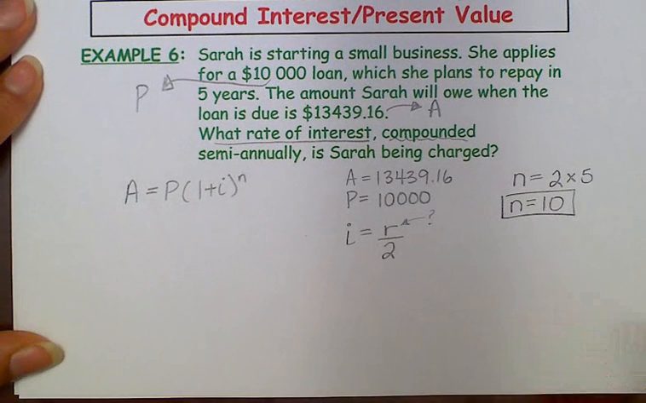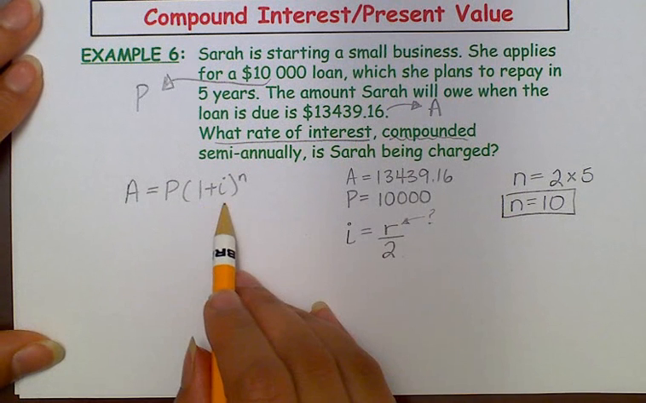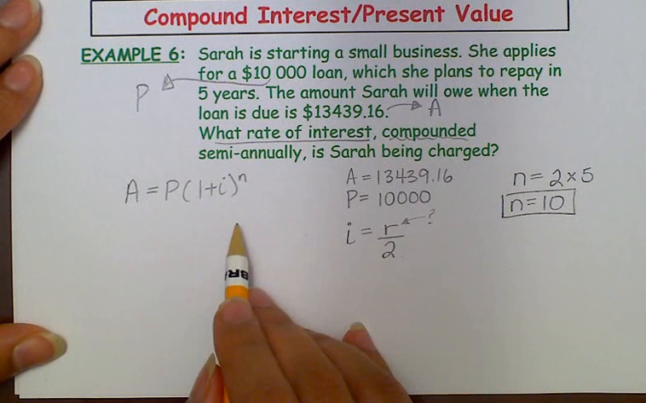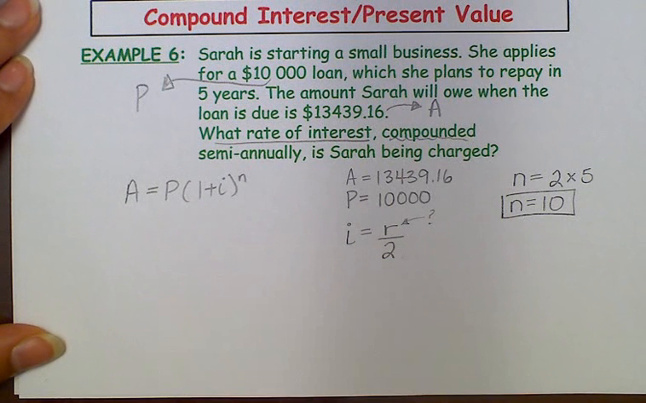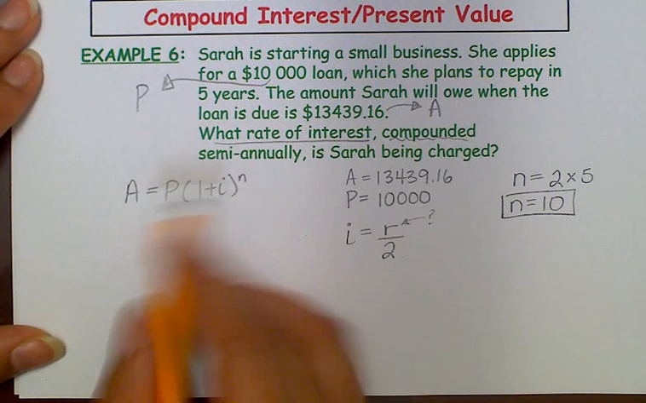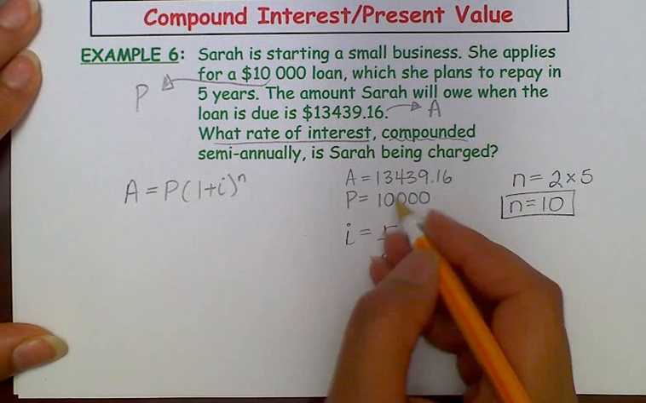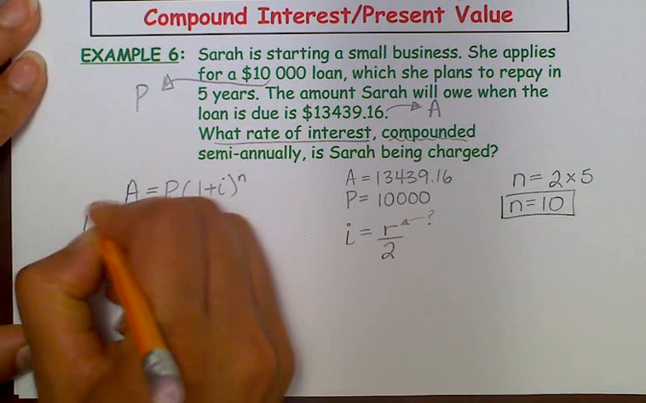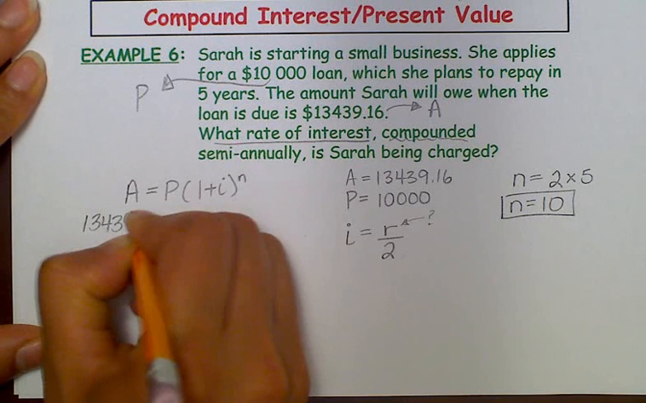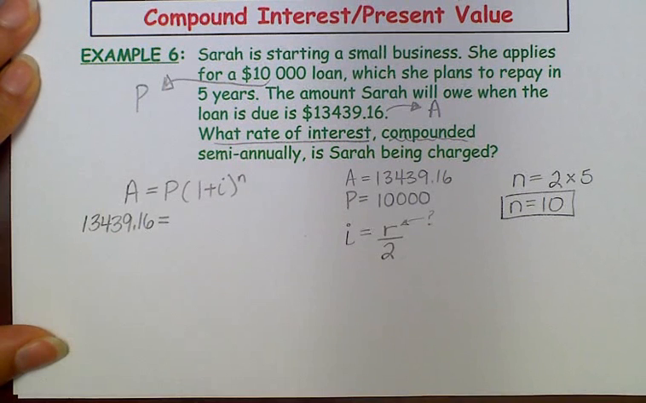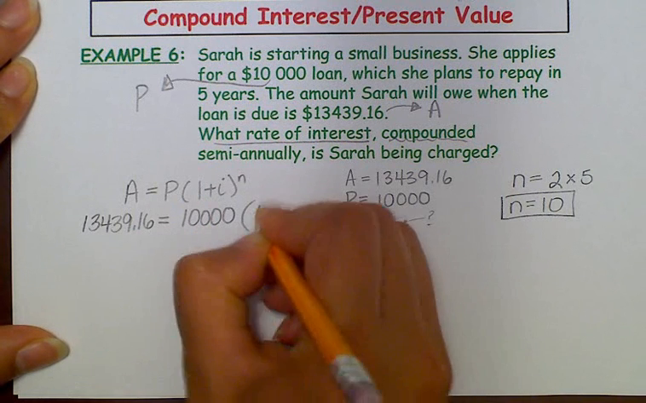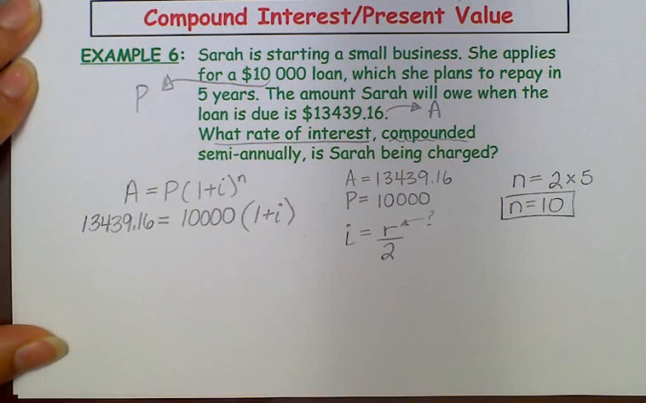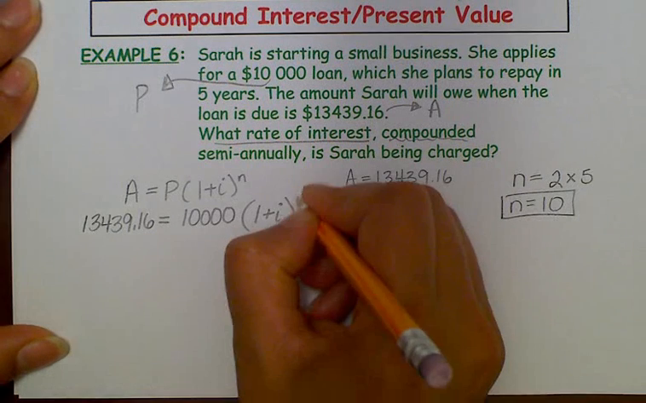So if we plug in the information we know, and I'm going to leave I the way it is for now. Eventually, once I isolate I in the equation, I can use R over 2 to help me solve for R. So I'm going to leave I the way it is, but I'm going to plug in all the other information that I know. So I know that A is equal to $13,439.16. I know that P is equal to 10,000. And 1 plus I, I'm going to leave the way it is. And I know N is equal to 10.